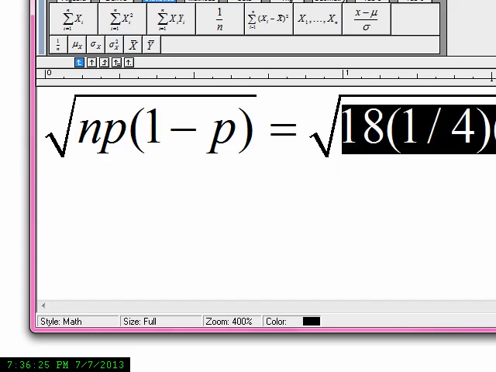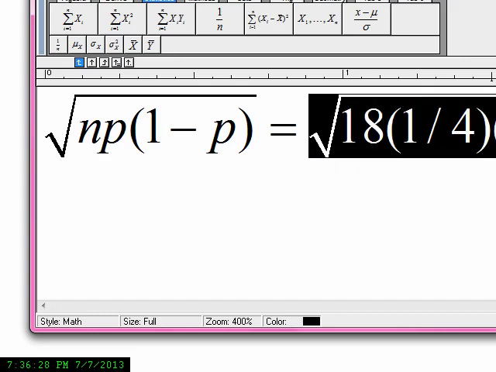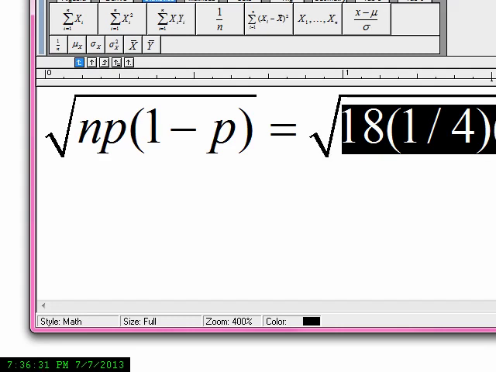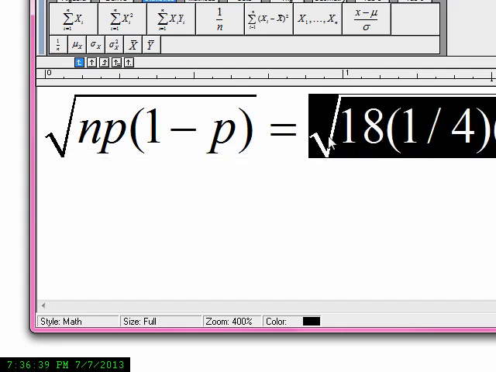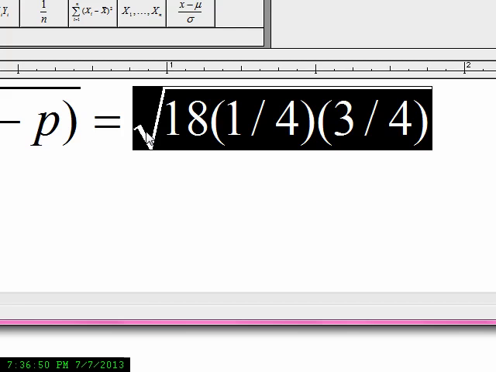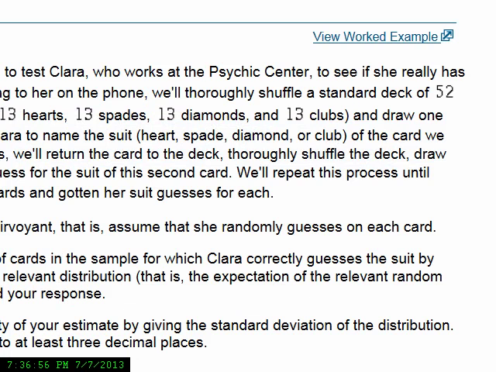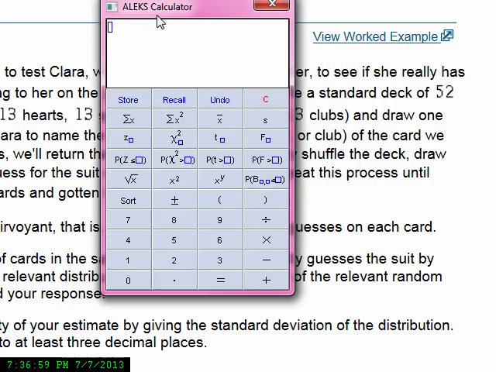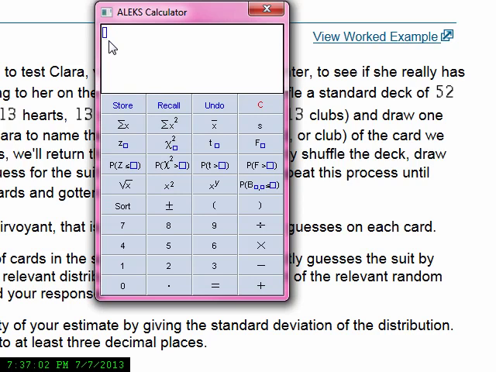I wonder if it'll let me copy this. Let's see. I doubt it. Control C. I have this funky laptop that you have to do the mouse just right to capture the goodies there. And let me move this screen so you can see what I typed in. So you have the square root of 18, 1/4, and 3/4. All right, so let me go ahead and copy that. Control C. Let's just see if ALEKS is going to be nice to me. Thought not.